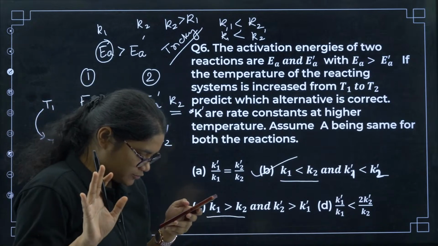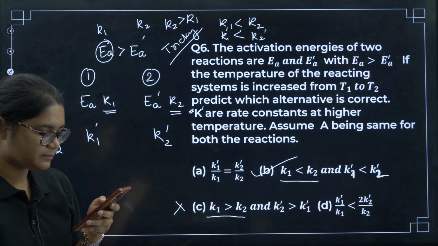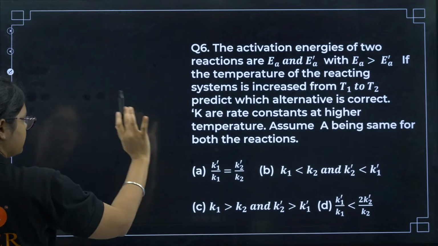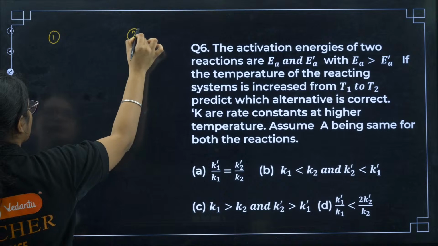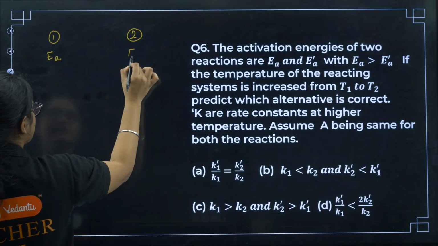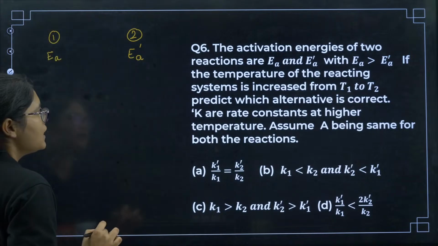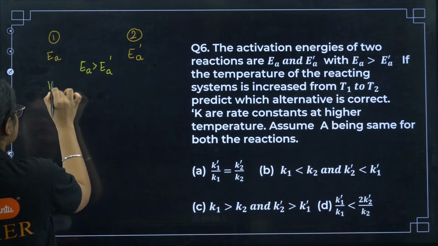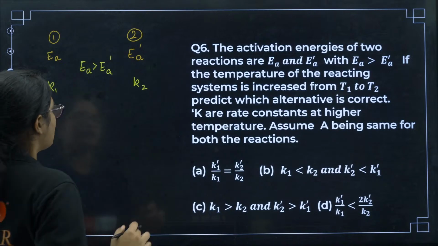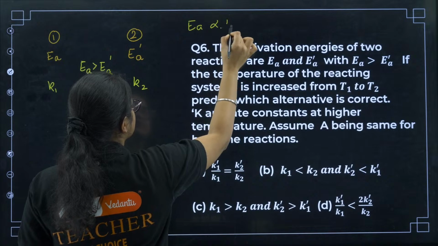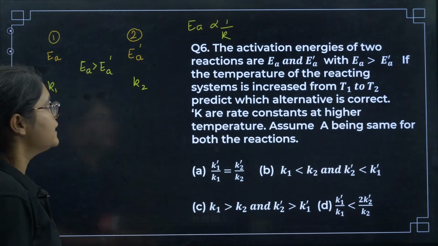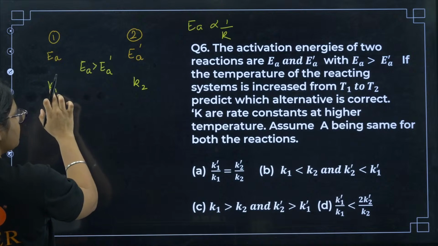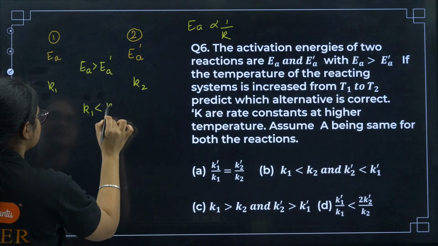Yes students, please tell me if you have understood this question or I will explain it again. Let us do this question again. Please understand, very important question. You have two reactions, 1 and 2. Reaction 1 activation energy is EA, reaction 2 activation energy is EA dash. Now it is saying that EA is greater than EA dash. Rate constant here was K1, rate constant here was K2. If you remember one thing, activation energy is inversely proportional to rate constant. Now suppose here the activation energy is high, means K1 value will be less than K2. So I can tell that K1 is less than K2.